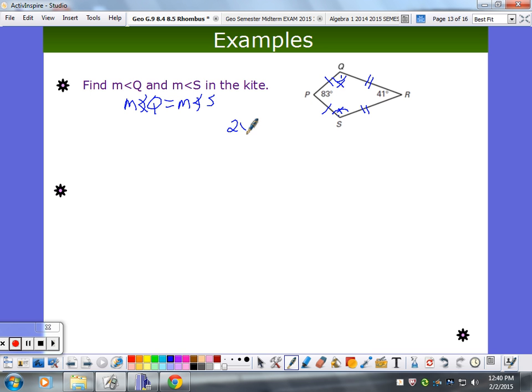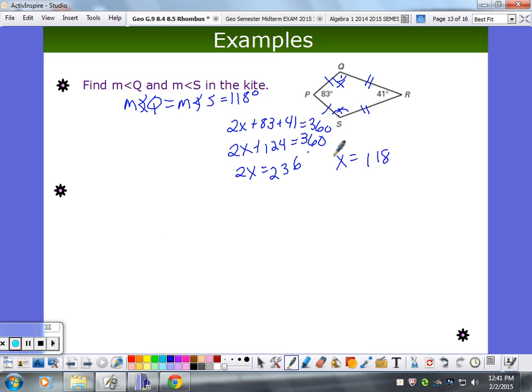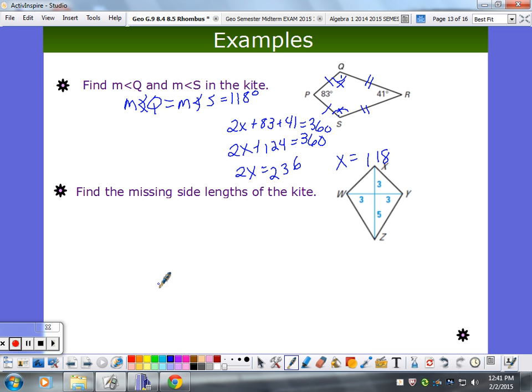So I've got 2X plus 83 plus 41 will be 360. And now I've got to add all those little pieces together here. 2X plus 124, is that right? I've got to check. Yes, I'm right. Okay, so 360 minus 124. Oh, and that's a 6, that's a 3. Is that right? 236? I feel like that's wrong. Okay, and then I divide by 2, and that looks like 118. So both of these are 118 degrees. Did I do it right? Thank you. Thumbs up. Believe me, that's the hardest thing I do, add and subtract and multiply.